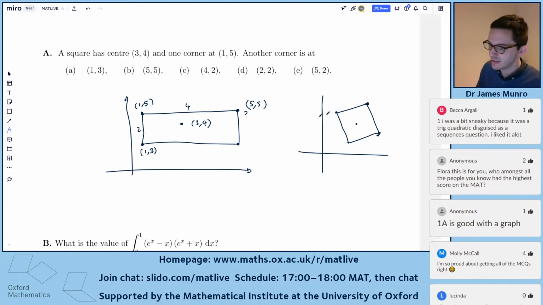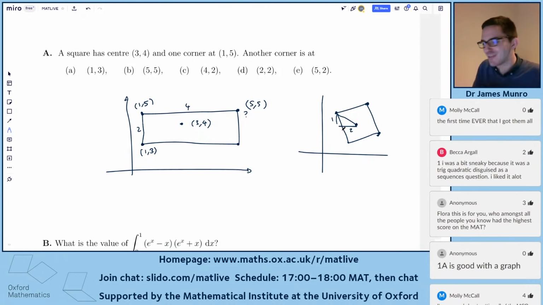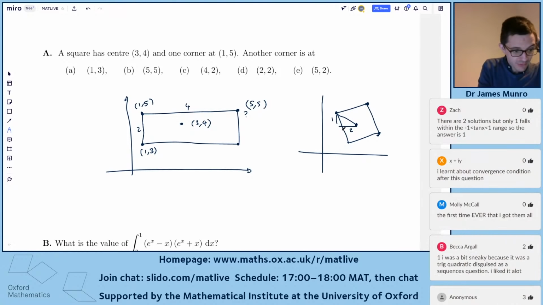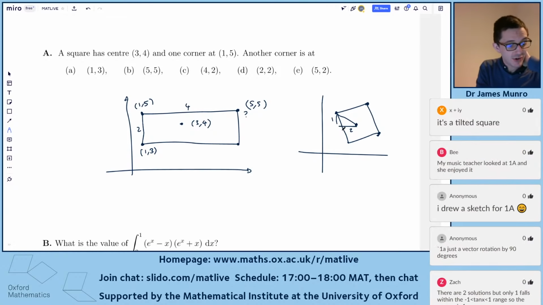It has to be, because this displacement from the centre to over here is not at 45 degrees to the XY axis. The centre is 3, 4 and the corner is at 1, 5, so it's up 1 and it's left 2. So it's not at 45 degrees like it would be for a lined up square. It's got something else going on. People drew a sketch, it's tilted. And some people got a bad sketch, but the correct coordinates, which I like.